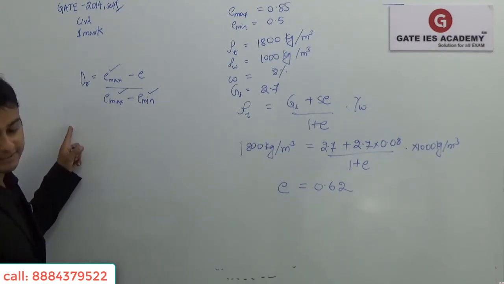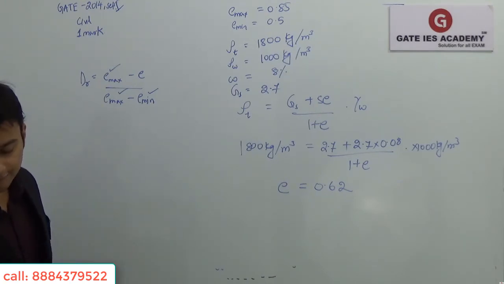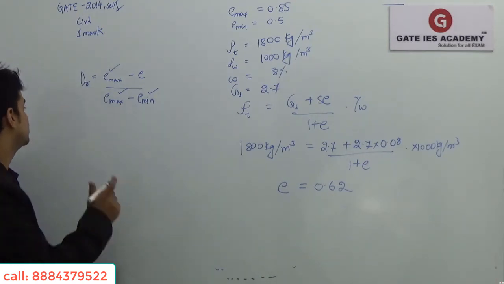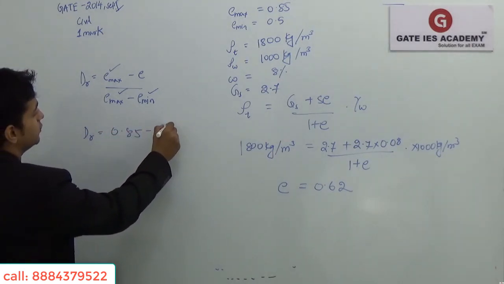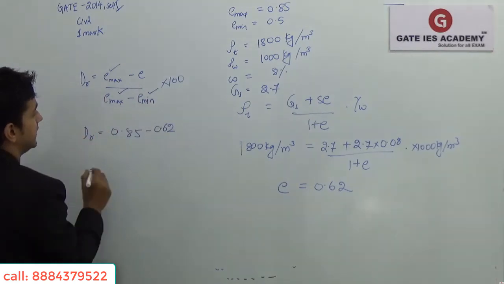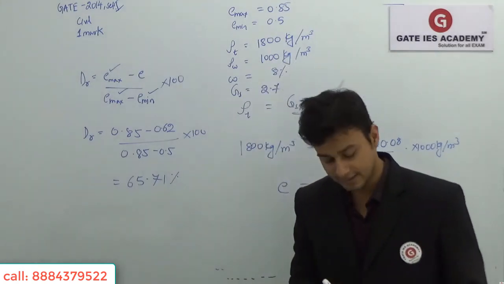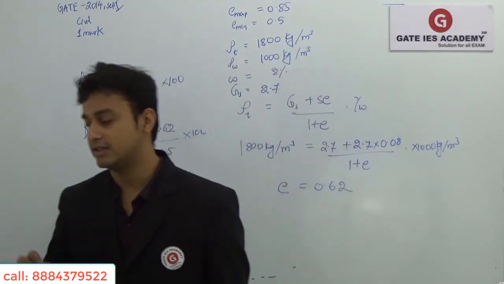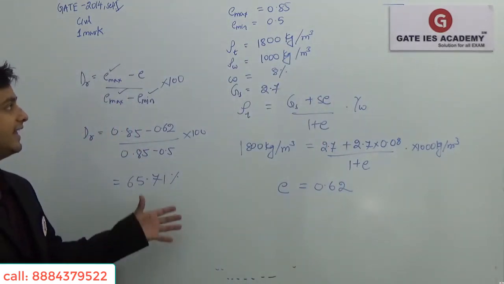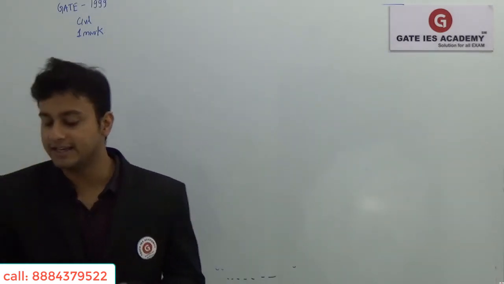Therefore my relative density DR. They are asking the relative density in percentage because the options are 56, 60, 62.87 and 65.71. So our DR will be equal to 0.85 minus 0.62 divided by 0.85 minus 0.5, and this you should multiply by 100 to get it in percentage. The correct option is option D, that is 65.71%, which is very easy. You can calculate it, very easy question. So this is for 1 mark, so it is lengthy, so you should maintain your speed in order to solve these.